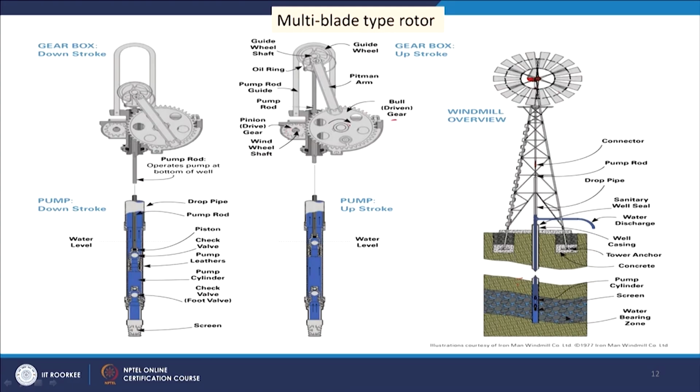We have the driver gear. This gear's diameter is larger, so the RPM will be less here, and this is connected with the crankshaft. This crankshaft arrangement helps to give vertical movement to the pump rod. That way it helps to get the water out for pumping purposes. So, that was the initial application of this multi-blade type rotor.